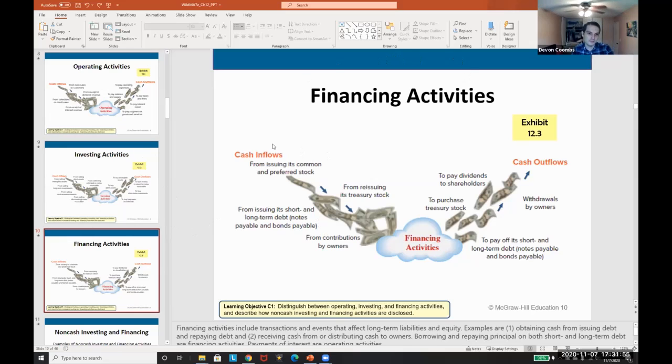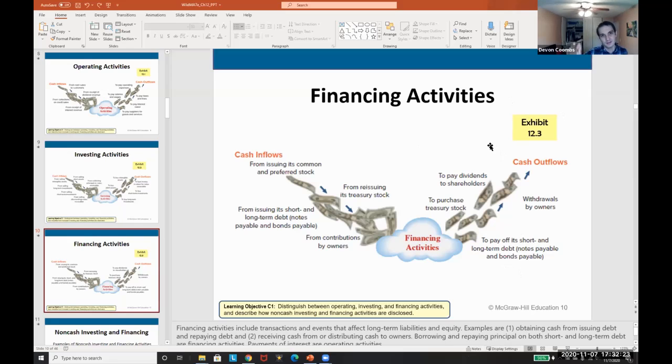What are those kind of inflows? Well, equity is influenced by issuing stock, treasury stock, and then contributions from the owners, right? If we buy or give the company money. And then liabilities are if we issue debt. And then our outflows are if we pay dividends to the shareholders, if we purchase our treasury stock, if we take withdrawals, or if we pay off our long-term debt or short-term debt.